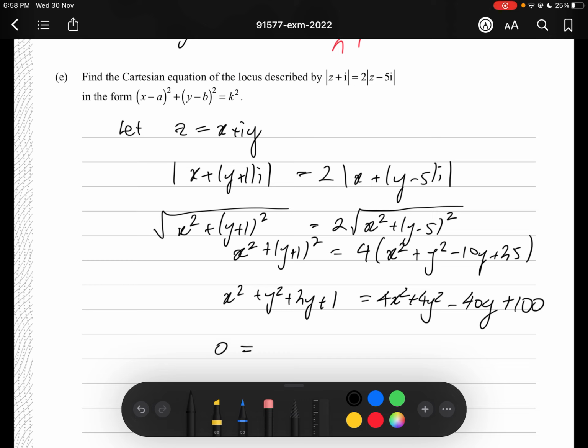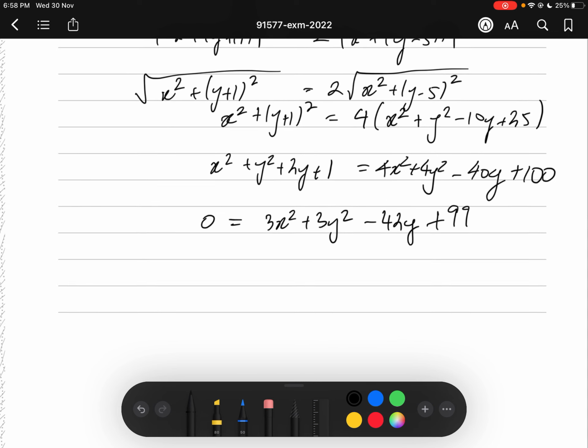So we have 0 equals something on the right. So we have 0 equals 3x squared plus 3y squared. Negative 40y minus 2y is negative 42y. 100 minus 1 is 99. And the good thing is that we can see that every number here is divisible by 3. So let's divide both sides by 3. So 0 equals x squared plus y squared minus 14y plus 33.